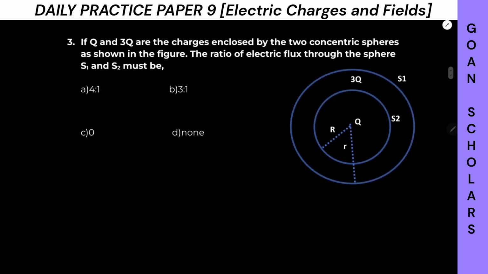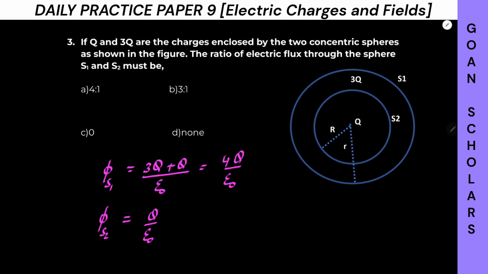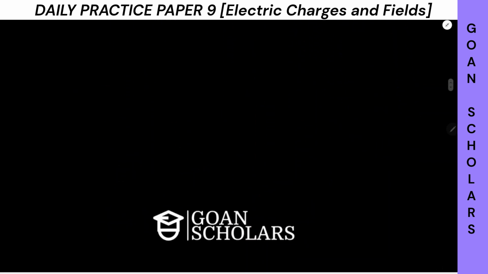Let's move to question number 3. If Q and 3Q are the charges enclosed by the two concentric spheres as shown in the figure, the ratio of the flux through the sphere S1 and S2. So let me repeat again, phi S1 will be the total charge, which is 3Q plus Q, whole divided by epsilon naught according to Gauss's law, which will give you 4Q by epsilon naught. And phi S2 will be equal to how much? Phi S2 is Q by epsilon naught, right? Now they are saying what is the ratio of the flux from S1 to S2. So if I divide phi S1 upon phi S2, it will give me what? 4:1, correct? So correct answer is option A, 4:1.